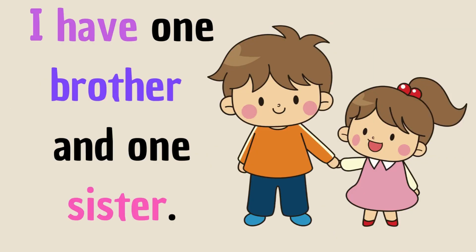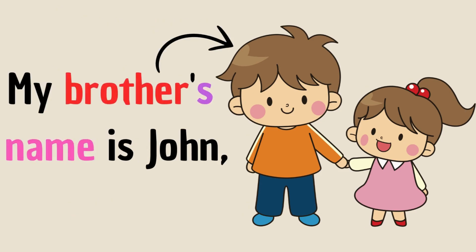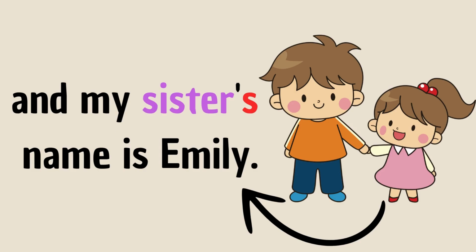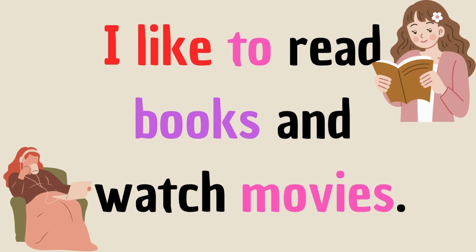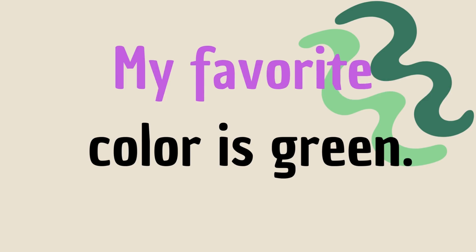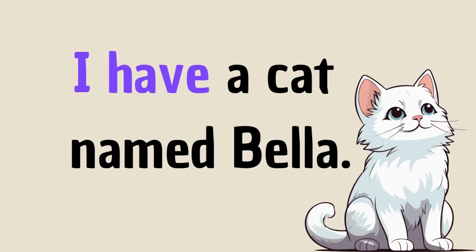I have one brother and one sister. My brother's name is John. And my sister's name is Emily. We all live in the same house. I like to read books and watch movies. My favorite color is green. I have a cat named Bella.